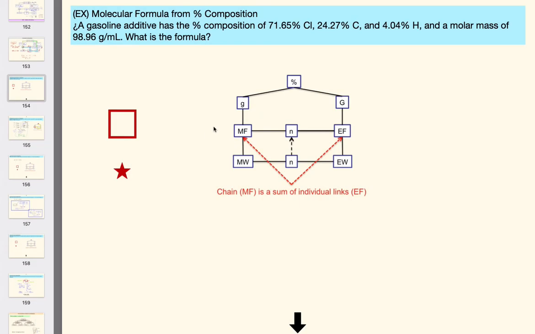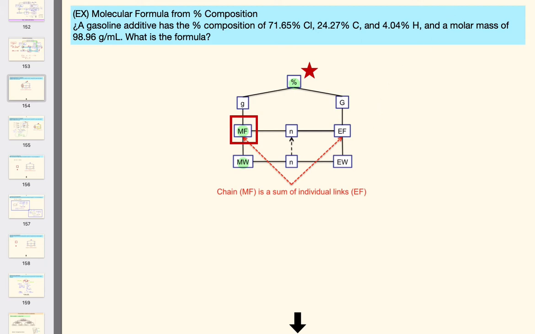Now that you understand the mechanics of how to work chemical composition problems, let's work through a few examples. A gasoline additive has the percent composition, and it gives us the percents, so we know this. And a molar mass of 98.96. It gives us the molecular weight of the material. What is the formula? So, this is what we're looking for, molecular formula. And we're going to start right there with the given information.